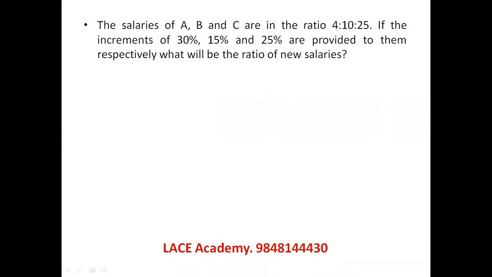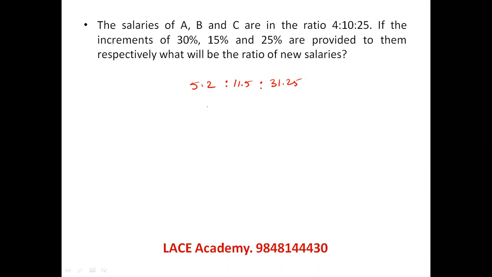Salaries of A, B, C are in the ratio of 4, 10, 25. If increments of 30%, 15%, 25% are provided, what is the ratio of new salaries? So 4 increased by 30% is 5.2, because 4 into 130%. 10 increased by 15% is 11.5. And 25 increased by 25% is 31.25, because 25 plus an extra 6.25.